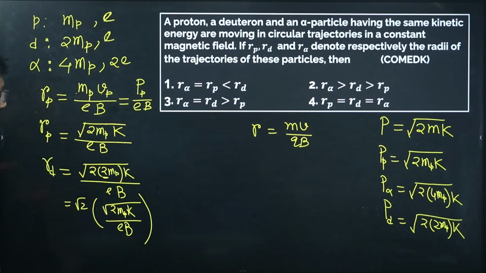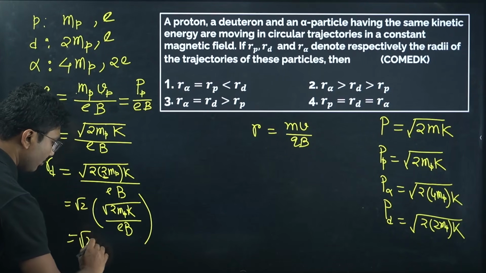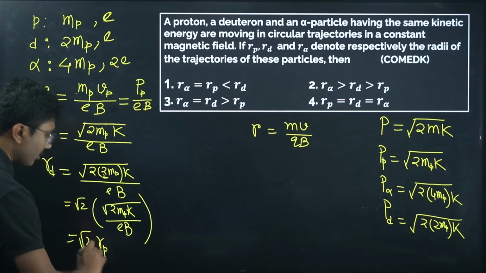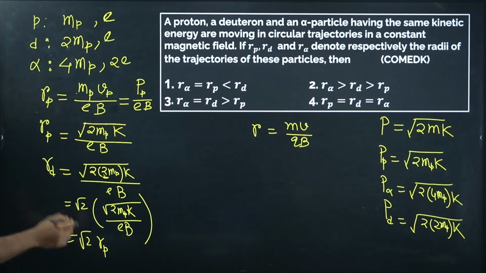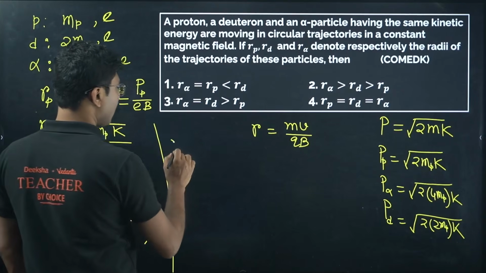Okay, so these two we have taken out. So we get radius of deuteron is root 2 times radius of proton. Okay, radius of deuteron is root 2 times radius of proton. Now calculate the last one, which is radius of alpha particle.